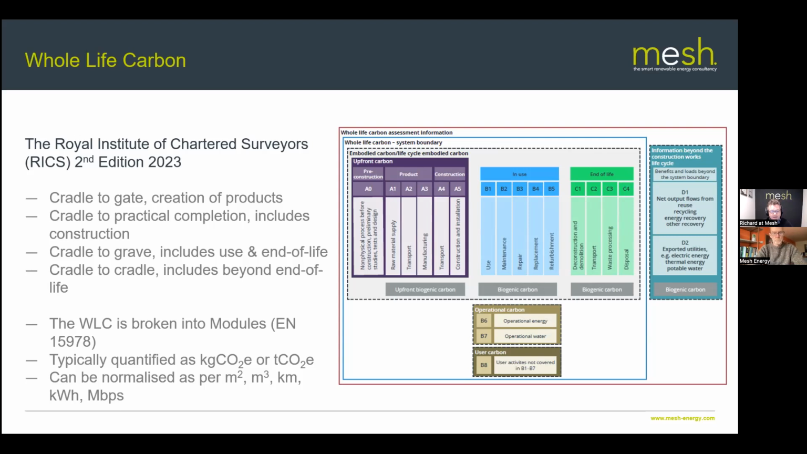The addition is user activities that don't come under B6 and B7. So this is going to be carbon emissions associated with the running of the building that were previously excluded. So it can be, for example, if you've got a commercial office, business travel associated with the running of the business and the occupancy of that building. So the scope is starting to expand, and all these figures are basically normalized.